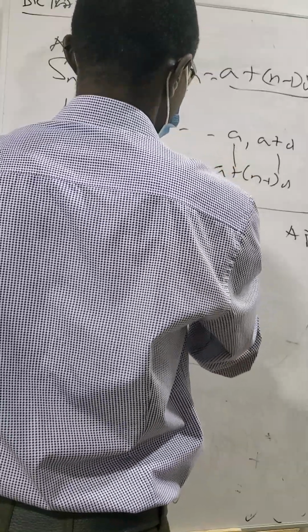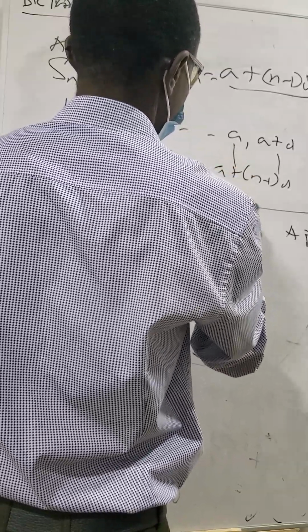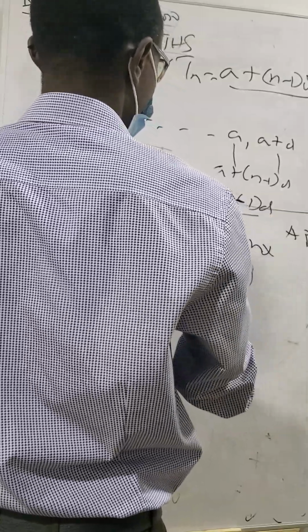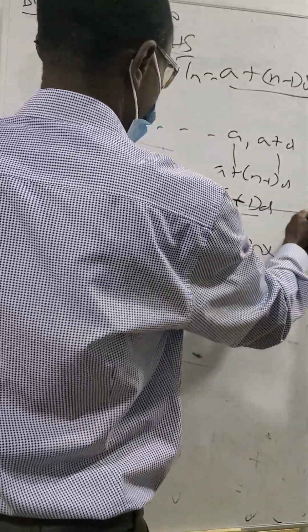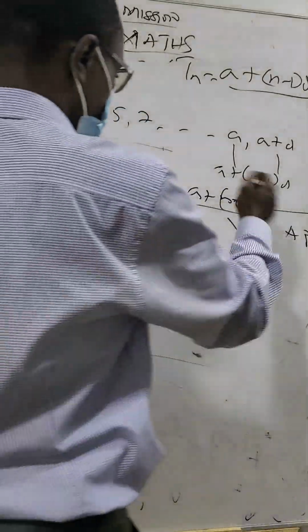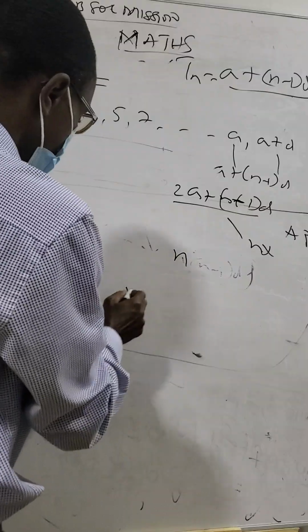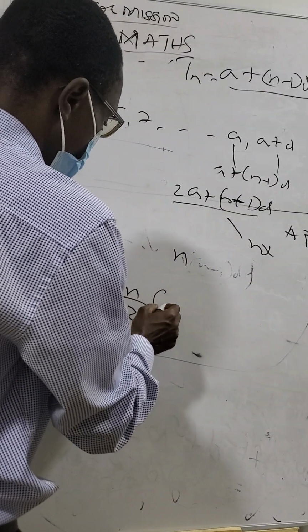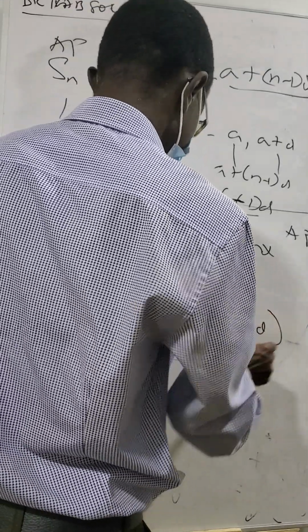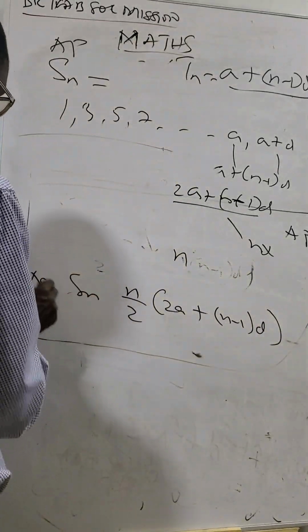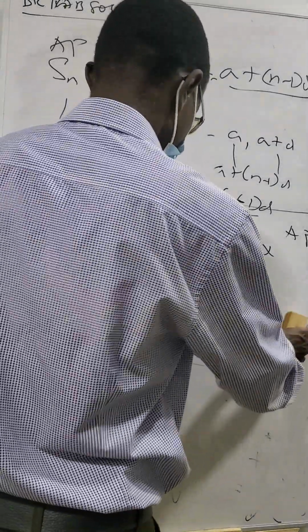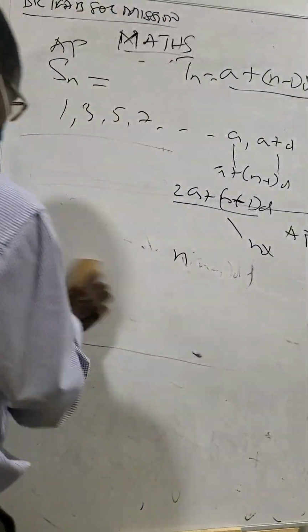If you add this, you are going to get 2a plus (n minus 1)d. You get this term n times, so it becomes n, and of course half of that will be giving you the answer, and that will be incorporated to give you the final equation as n over 2 into bracket 2a plus (n minus 1)d as the formula for summation of an AP sequence, or AP series or summation, right?